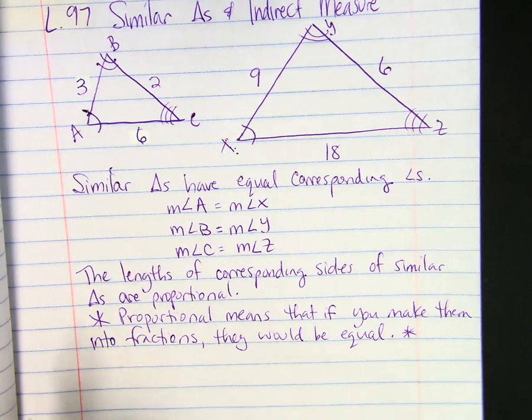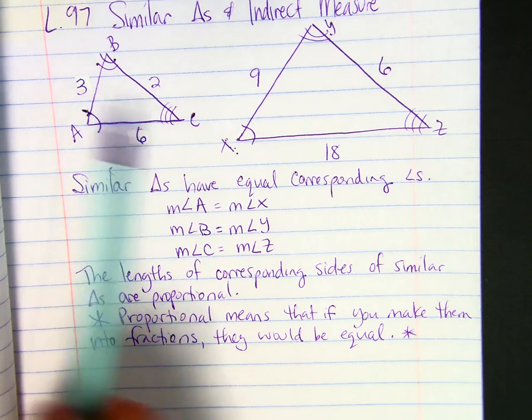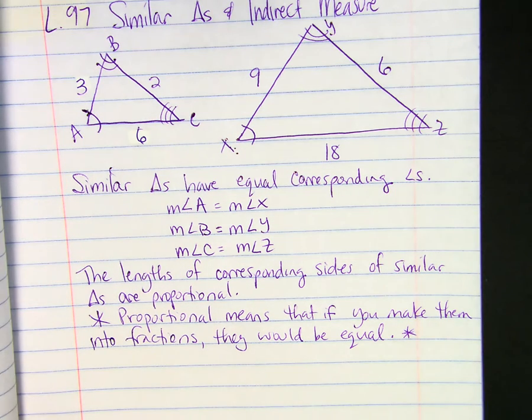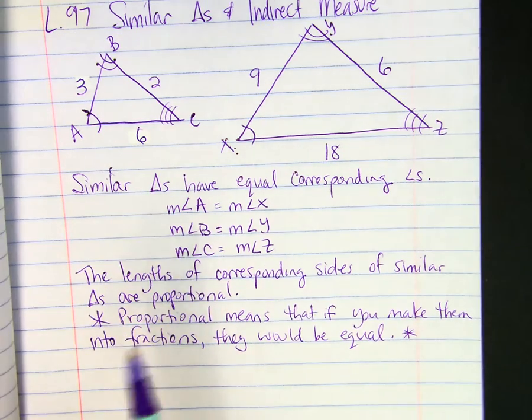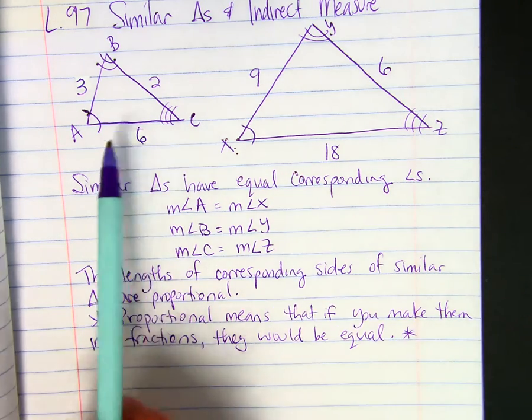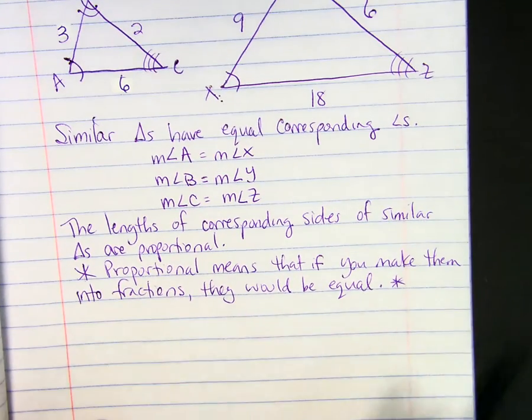So in other words, corresponding sides, if I did 3 to 9, so 3 divided by 9, which is 1/3, is going to equal 2 divided by 6, which is 1/3, which is going to equal 6 divided by 18, which is 1/3. So those would be the proportions.